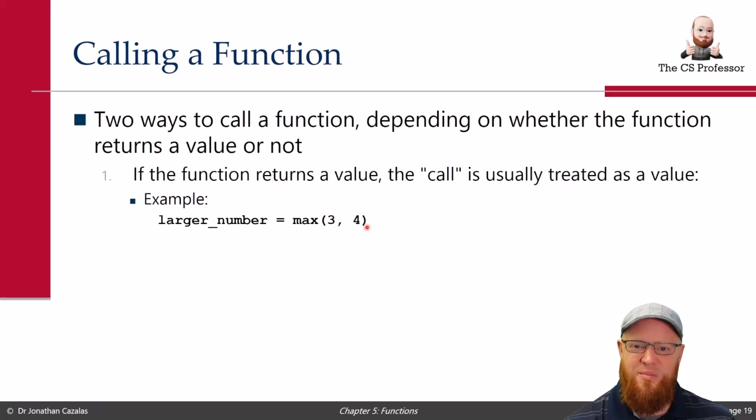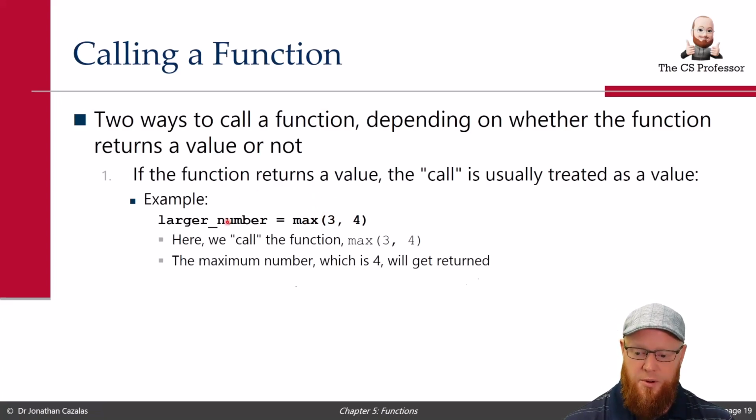Obviously, 4 is the larger number, and 4 would get returned. And when it gets returned, I would save it inside this variable larger number. So here, if a function returns a value, we normally treat that function as a value. So you can see this is an assignment, and in an assignment, you take what is on the right and you save it into the left. So this max function will return a value 4, and therefore I'm treating the entire function almost as a value, because I'm going to take whatever it returns and get it saved inside this variable larger number.